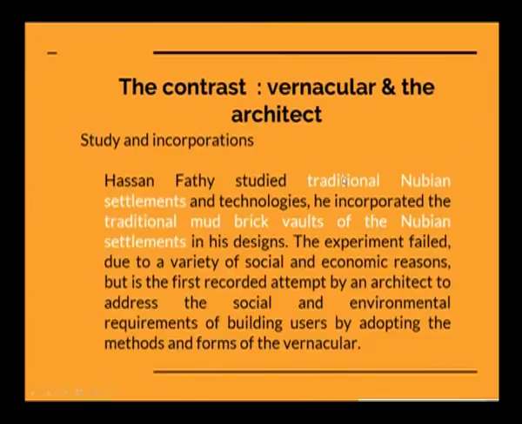So, here I have some examples of how architects have looked to vernacular architecture as an inspiration, as a way to study and incorporate in their buildings. Hassan Fathy, his works primarily in Egypt. Hassan Fathy is an architect in the times of Le Corbusier and F.L. Wright. So, he is an inspiration when you have to look at people who study vernacular architecture and try to retain its features. Hassan Fathy studied traditional Nubian settlements from Egypt and technologies. He incorporated the traditional mud brick walls of the Nubian settlements in his building.